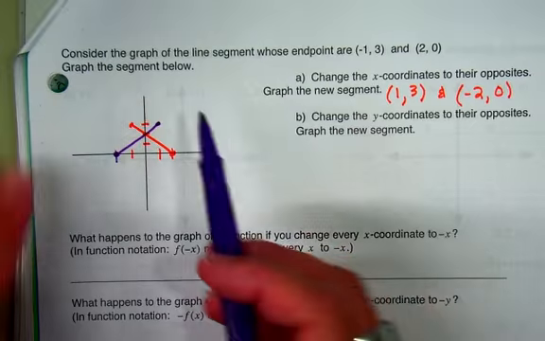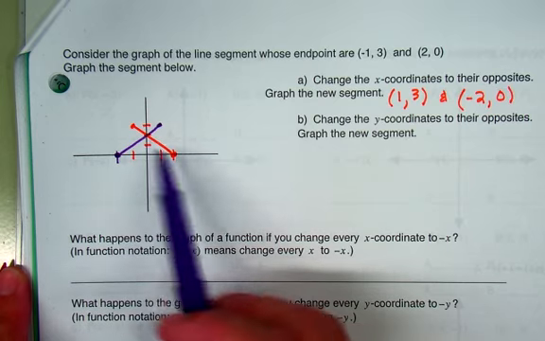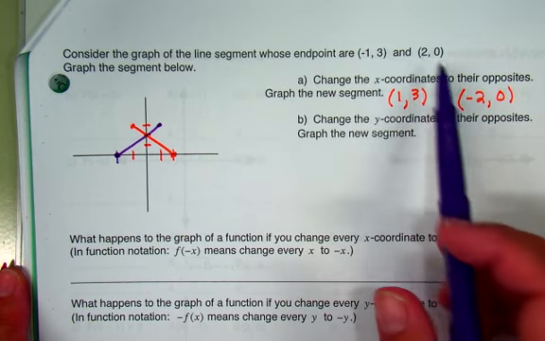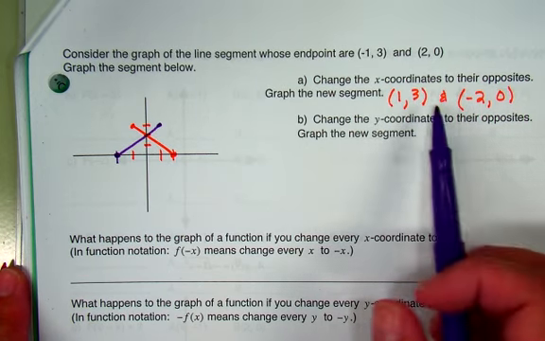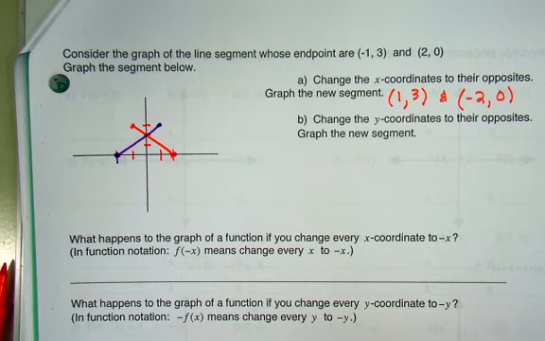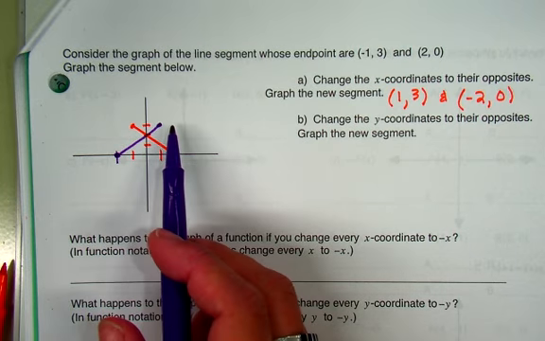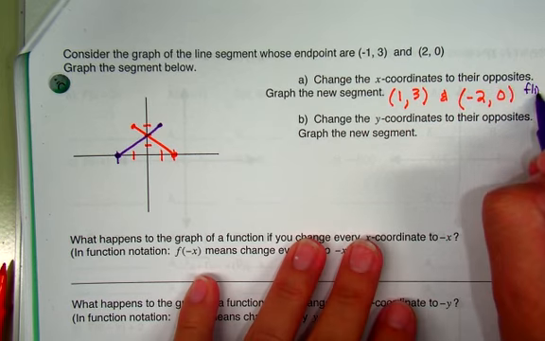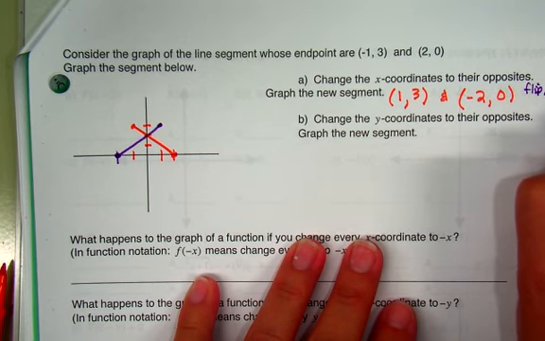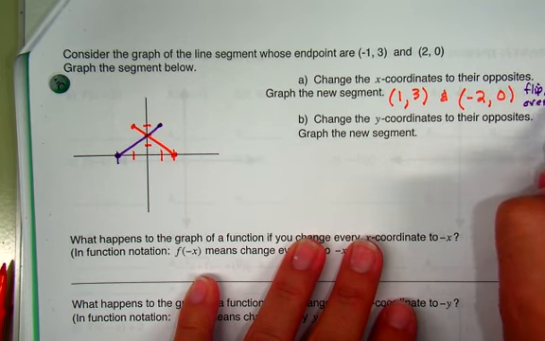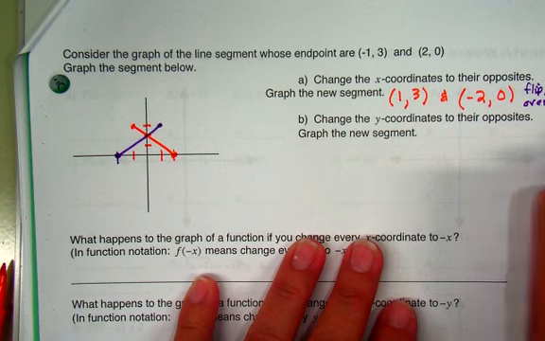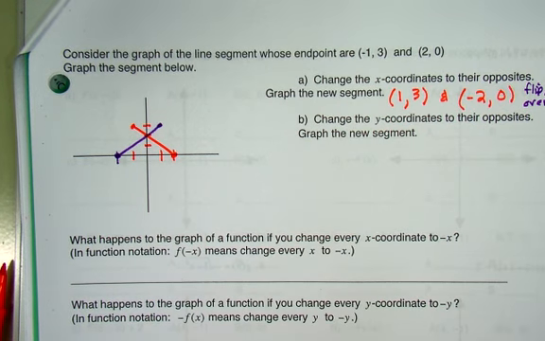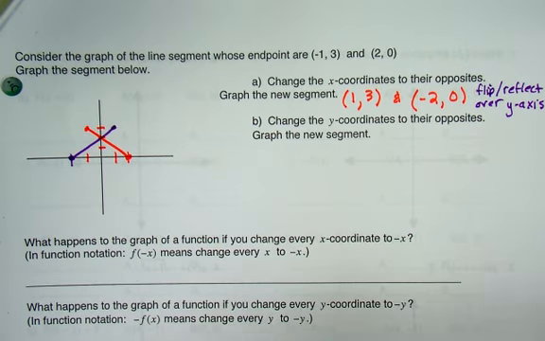Okay, so how would you describe what happened here when I changed my x-coordinates to their opposites? It kind of flipped over which axis? The y-axis. Good. It did a flip, or what we call a reflection, over the y-axis. That's exactly right. So if I changed my x-coordinates, it flipped over the y-axis.